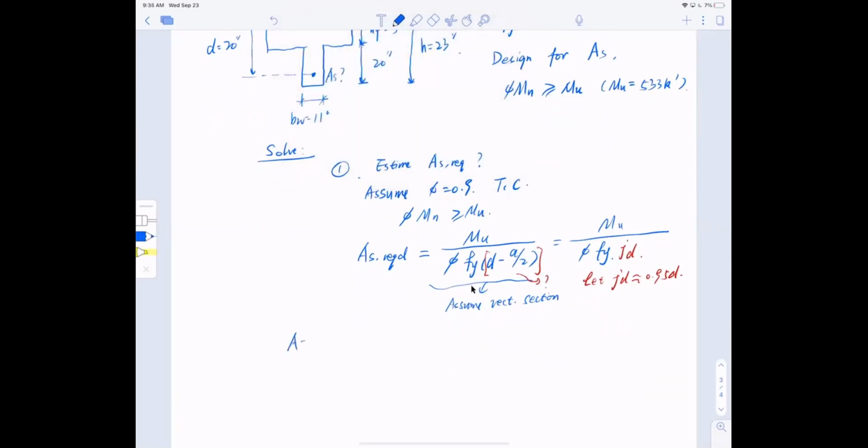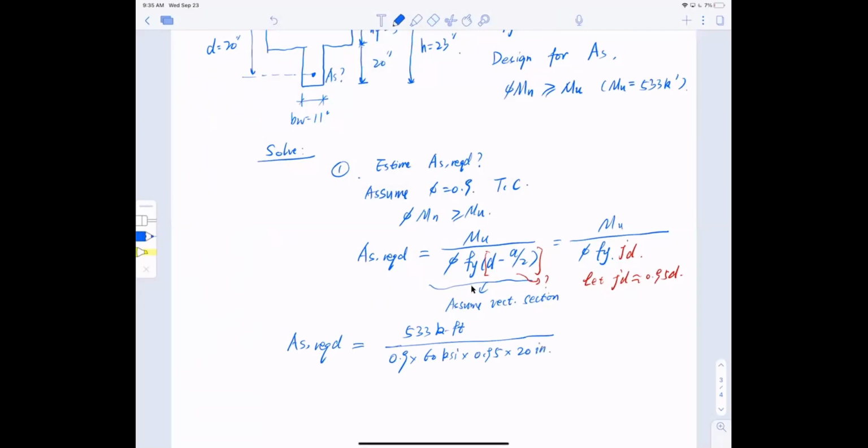So from this, the As required, sometimes I forgot d here, required then is 533 kip-foot divided by phi, which we assume to be 0.9, Fy 60 ksi, and jd we said 95% of d, right? So this is 0.95 divided by 20 inches.